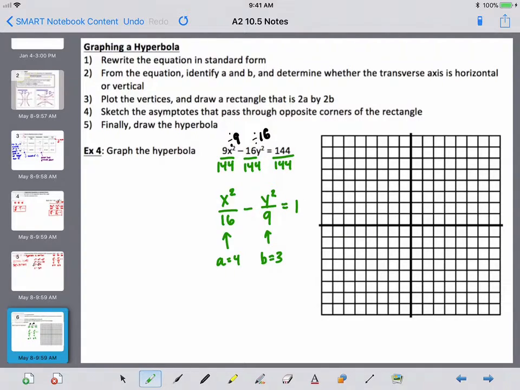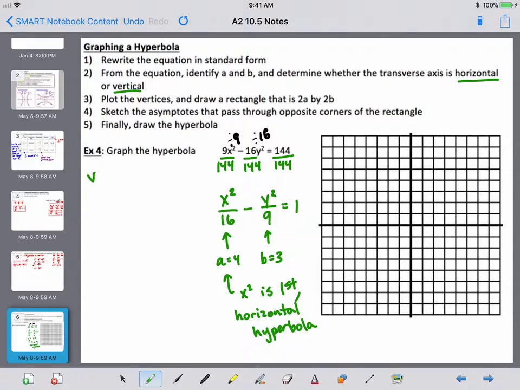Now in this case, since x squared is first, that's going to make this a horizontal hyperbola, because it's going to make things go in the x direction. So we've actually already got where our vertices are. We're actually on step 2. We identified a and b, and we figured out that this is a horizontal hyperbola.